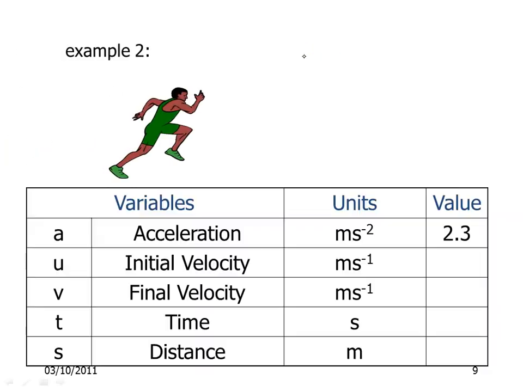The next bit is this example. If I have a runner, his acceleration is 2.3 meters per second squared, and he starts from rest, so the initial velocity is 0. In a time of 2 seconds, what will be the final velocity and the distance? You can pause this and have a go at the question.